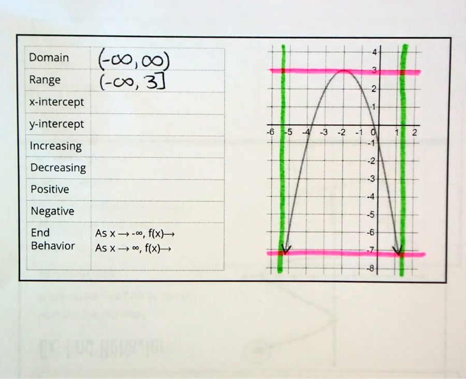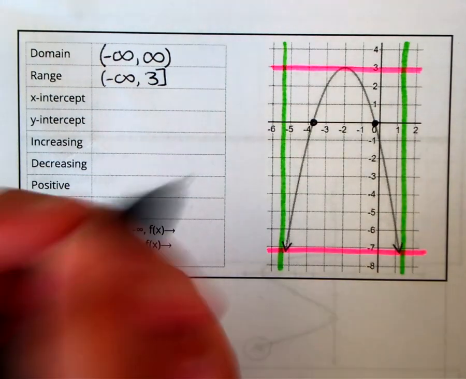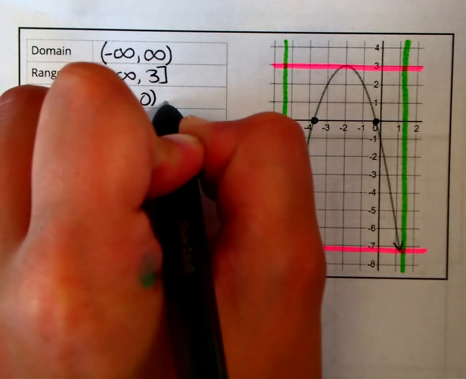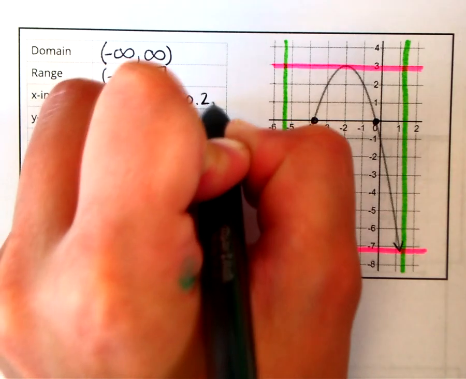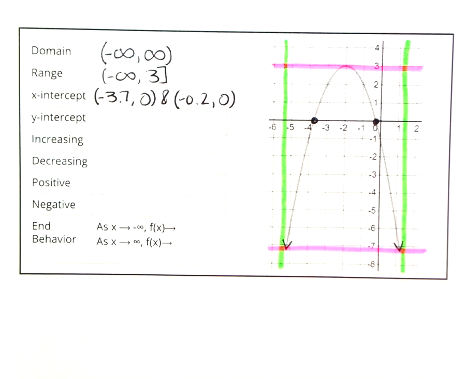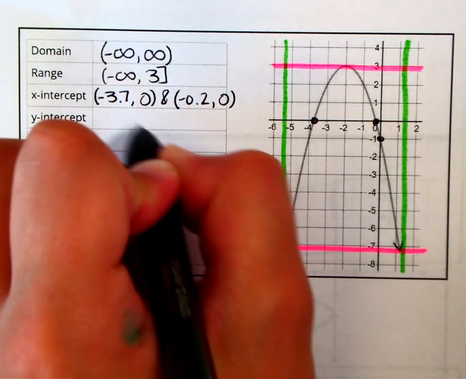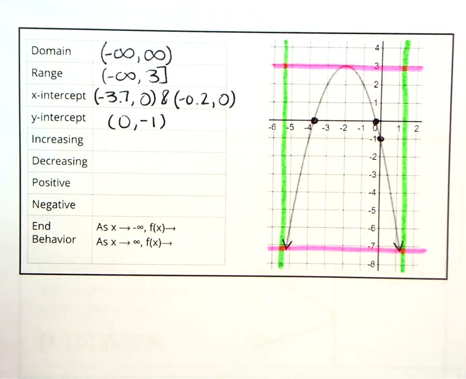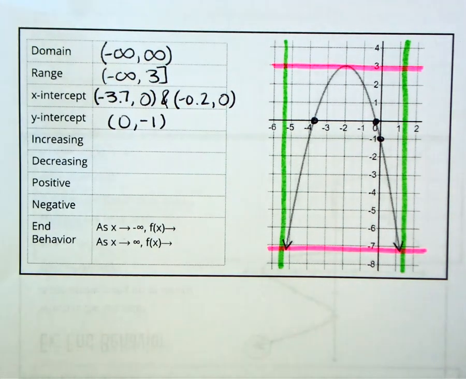I have two x-intercepts. That'll help me later with positive, negative. So let's say one x-intercept is at negative 3.7 and the other one is at about negative 0.2. My y-intercept is where it crosses the y-axis. So we'll have (0, -1). Remember, x and y intercepts are not intervals. They're the exact location. We're actually naming the coordinate point. How many over, how many up.